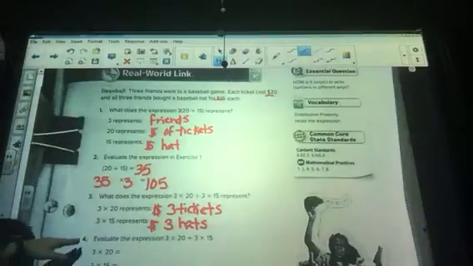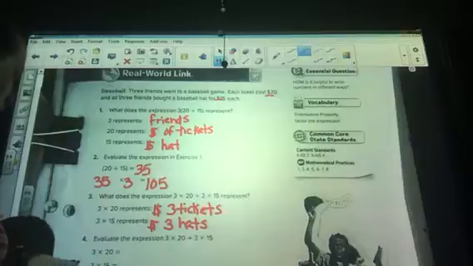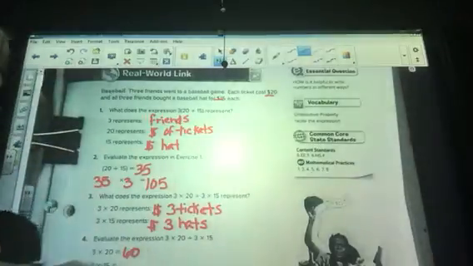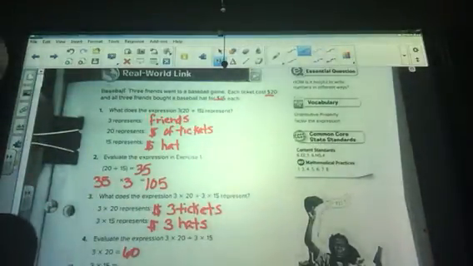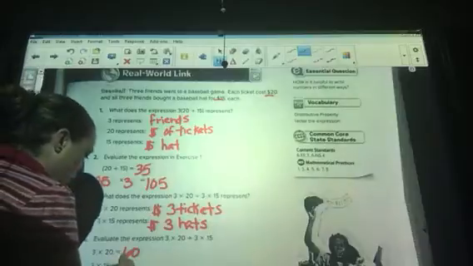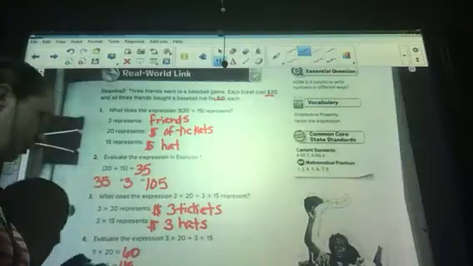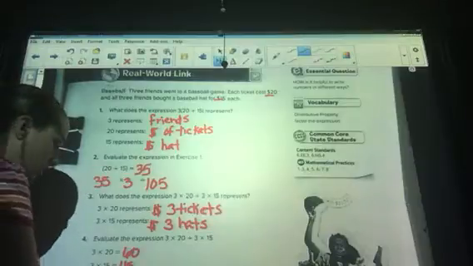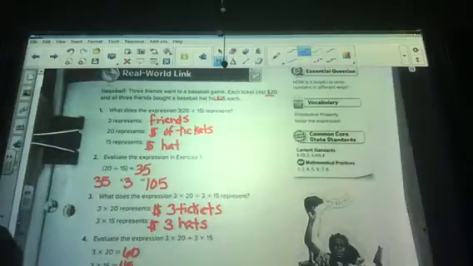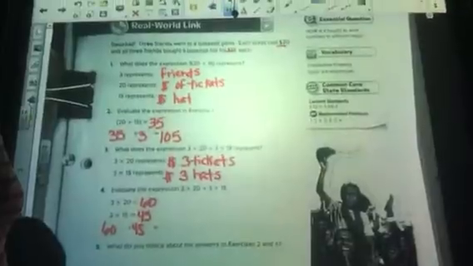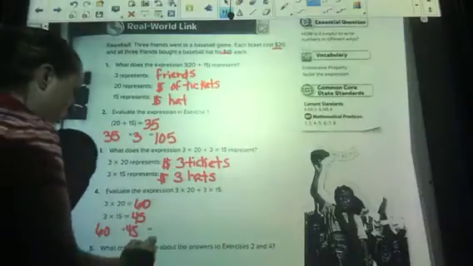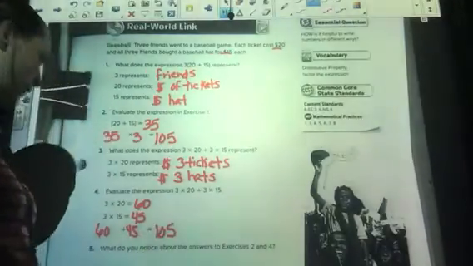So now we can evaluate this a different way. Okay? We can do 3 times 20, 20, 40, 60. And we can do 3 times 15, or 15, 15, and 15. So 15 and 15 is 30, plus 15 is 45. And then all we have to do is add them together. 60 plus 45. Let you think about that for a second. 60 plus 45. Move it down a little bit so you can see. 60 plus 45. 105. You get the same exact answer.